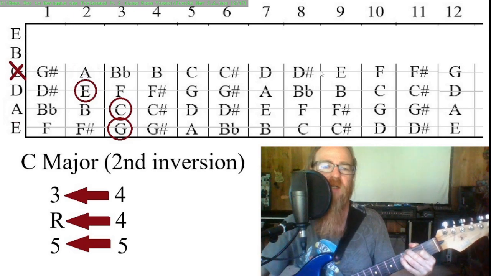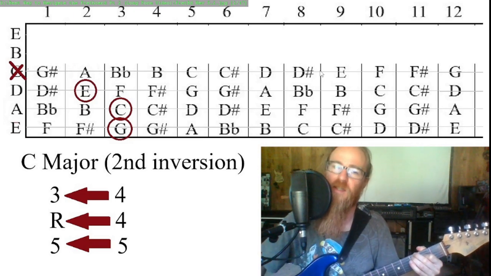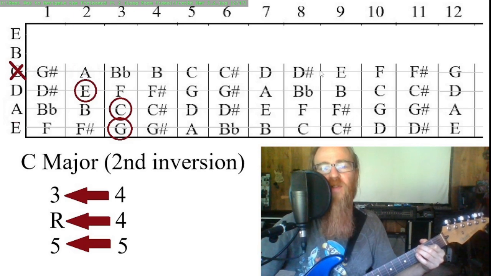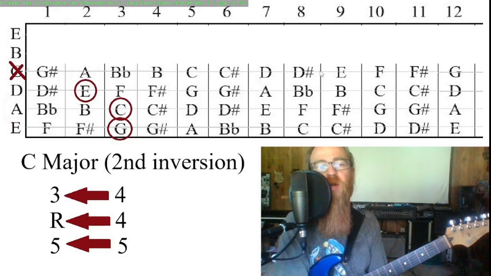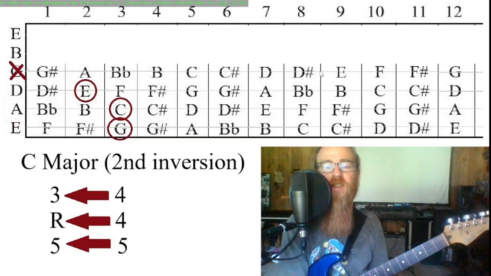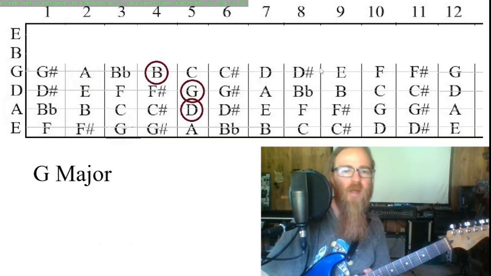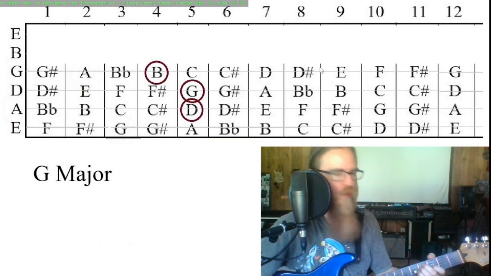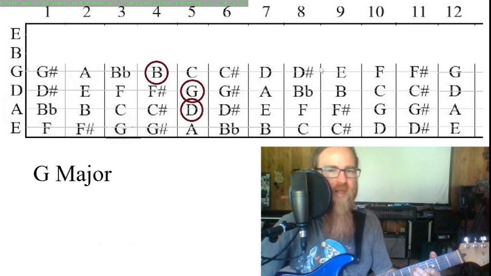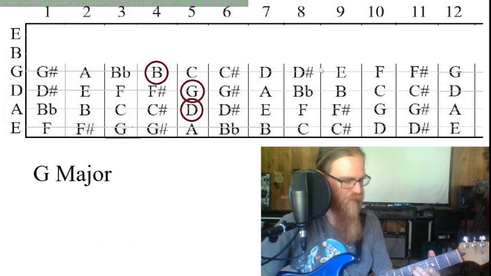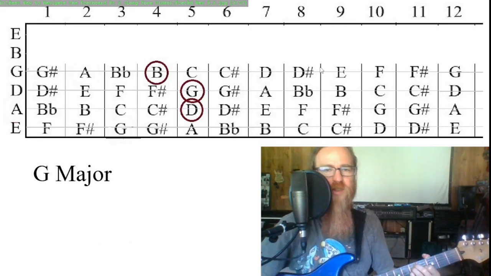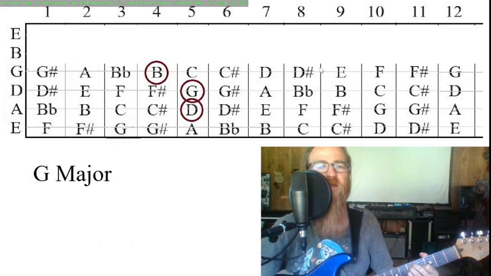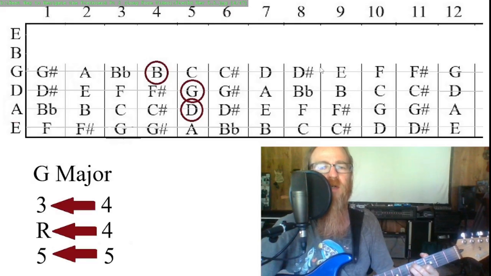Because you have C as the root, G is above it, so it's the 5th. And then if you take the F 4th back to a 3rd, it's E. So it's C major. We can do the same thing with G over here. This would be G suspended 4. This would be G major.